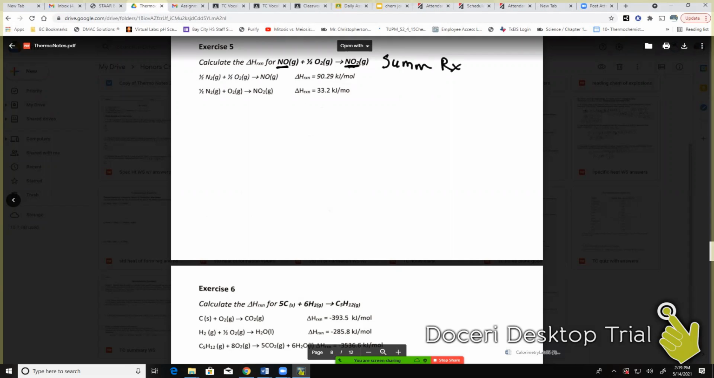So I'm just going to grab it onto my NO. And what I notice about it is it's a reactant, but over here it's a product. I only need one NO. So that's correct, but I need it on the other side. So I'm going to flip it: 1/2 nitrogen plus 1/2 oxygen, and make that a negative 90.29. And for now, I'm through with that one.